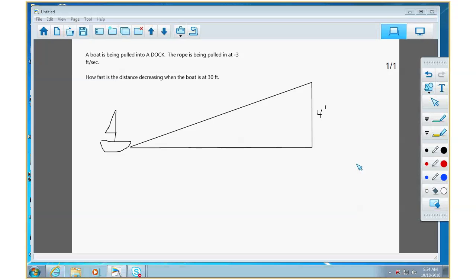What are you given? Good. dz/dt. Now, how do you know it's dz/dt? You can call it dh/dt, for hypotenuse, if you want to. You can call it dw/dt, or dc/dt, call it whatever you want to. It doesn't matter, but it is the hypotenuse. I'm going to give it z because that's what we did on other problems. dz/dt is equal to negative 3.